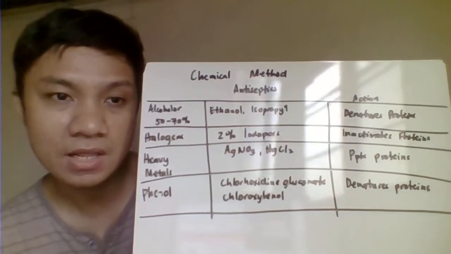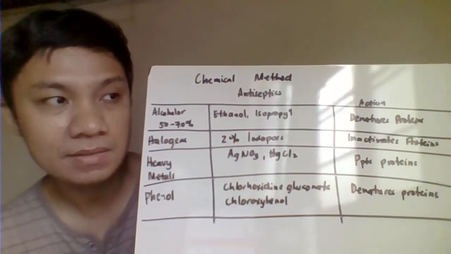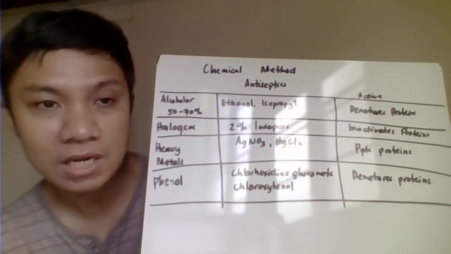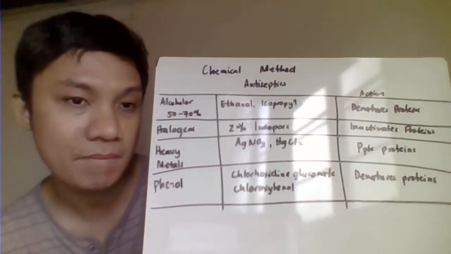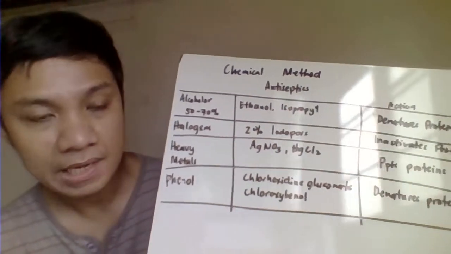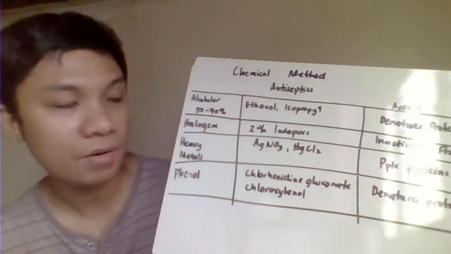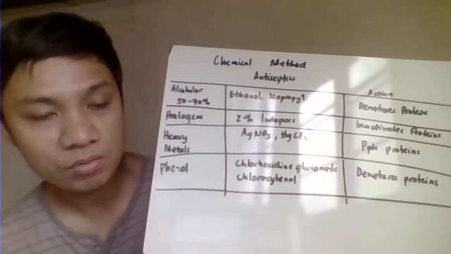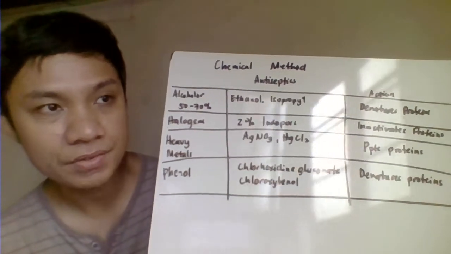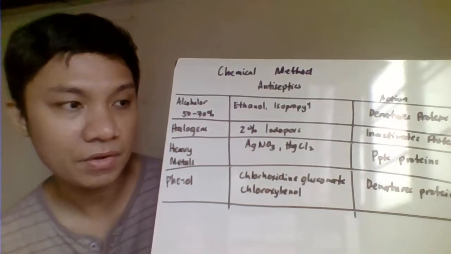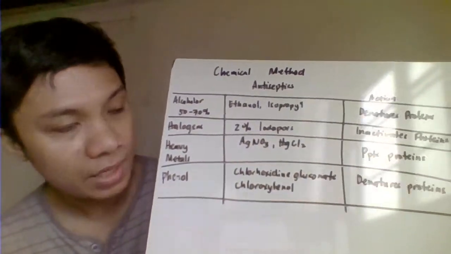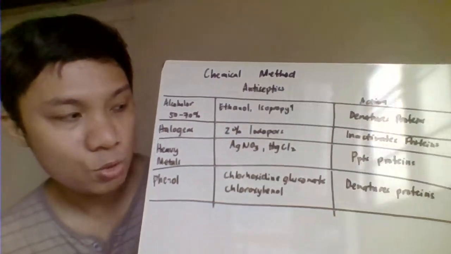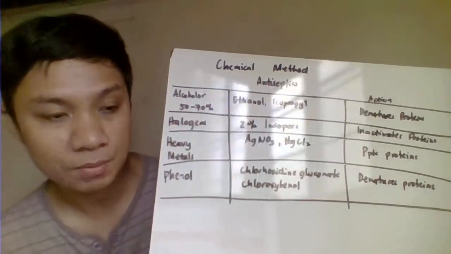Basically, try to kill your microorganism by disrupting here the protein, try to denature the protein structure of the membrane of your bacteria. Next one, we have your halogen in the form of your 2% iodophore, which also inactivate the proteins. Then we have also here your heavy metals in the form of your silver nitrate and your mercury chloride, which also try to disrupt here our protein structure.